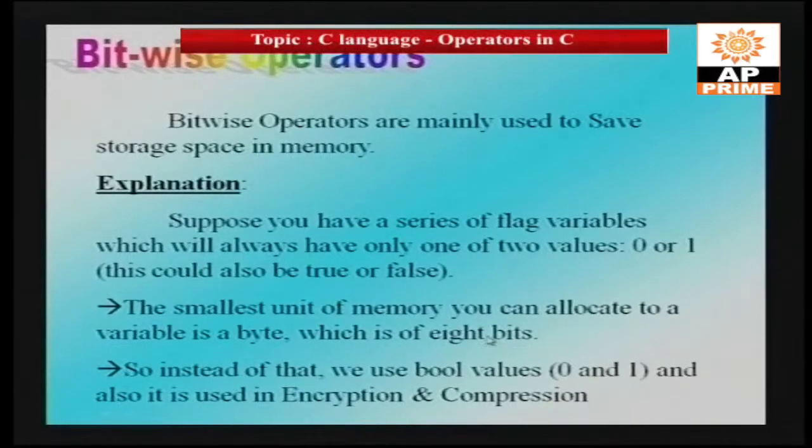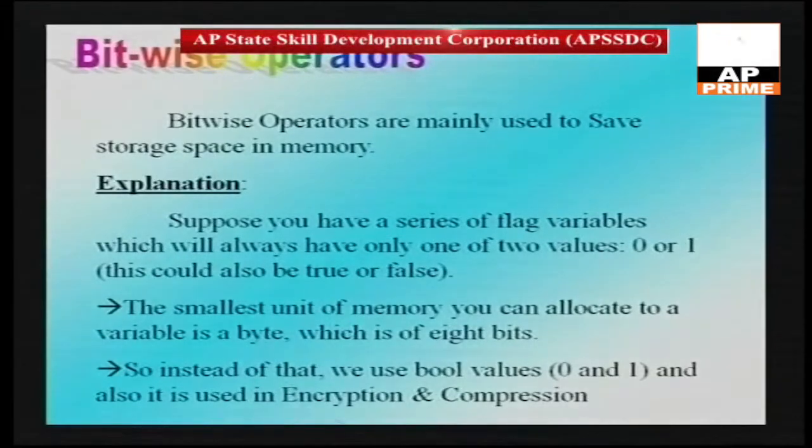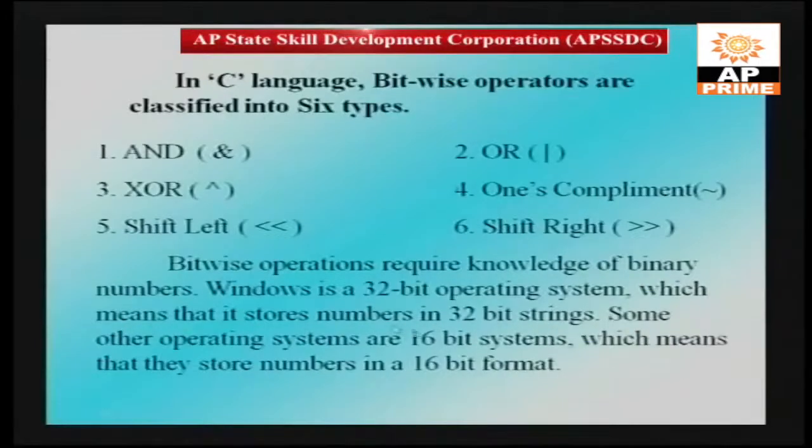If I have a short integer, 1 byte. If I have an integer, 2 bytes. So instead of that, you have to use the Boolean value 0 and 1. You see the bitwise operators: bitwise AND, bitwise OR, bitwise exclusive OR, bitwise ones complement, bitwise left shift, bitwise right shift. Totally 6 bitwise operators you have under the bitwise category.